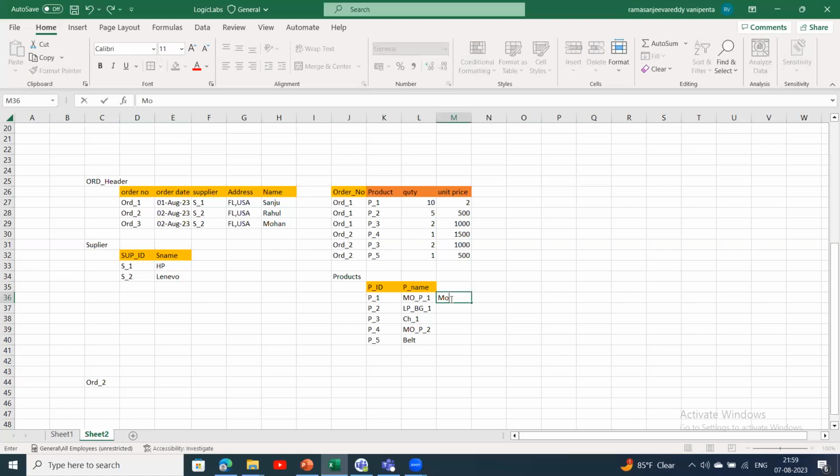I'll give names here. This is mouse with quality one. This is laptop bags, this is the description, guys, with quality one. This is also a mouse with second quality. This is belt only. Charger, Lenovo one. These are the descriptions. Imagine this is a description, the product description.